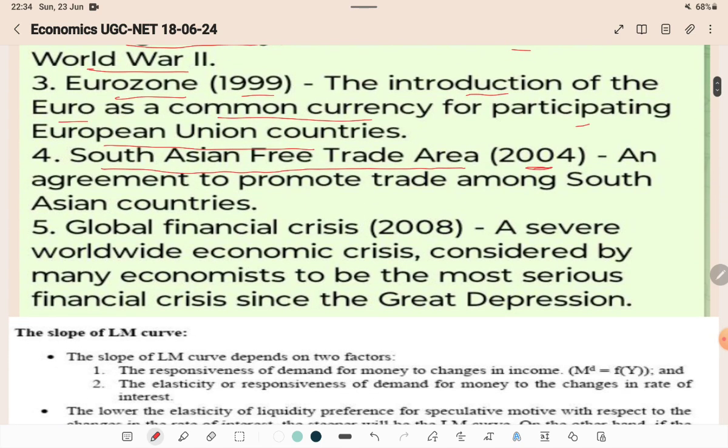And the last one, global financial crisis in 2008, a severe worldwide economic crisis considered by many economists to be the most serious financial crisis since the Great Depression.